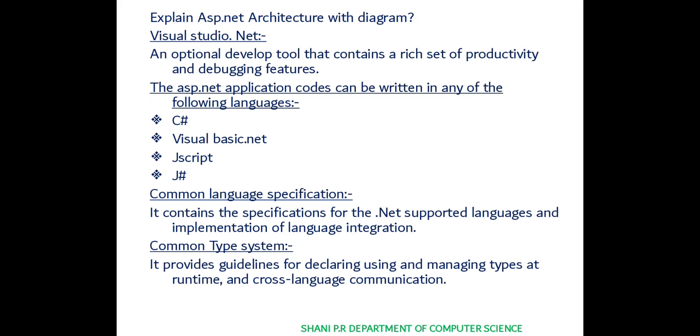Next we have the common type system, also known as CTS. CTS, common type system. It provides the guidelines for declaring, using and managing types at runtime, and for cross language communication. So it manages the types, the data types and so on using the runtime, and cross language communication means how the programming languages communicate with each other.